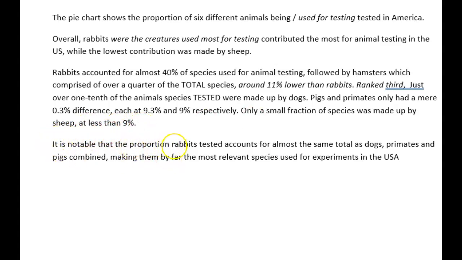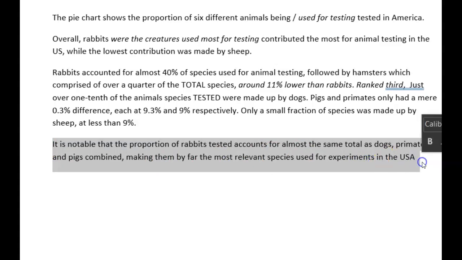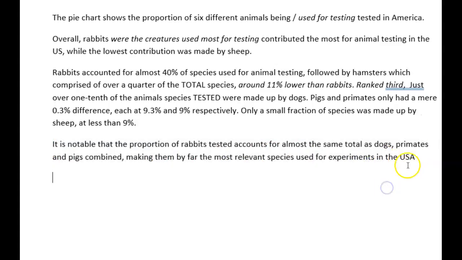It's notable that the proportion of, sorry, I should have put that, rabbits tested accounts for almost the same total as dogs, primates, and pigs combined, making them by far the most relevant species used for experiments in the USA. Okay, so I've added in a final sort of comment, which is, how much is that? 35 words. You see, it's quite quick to get a few more words in there.